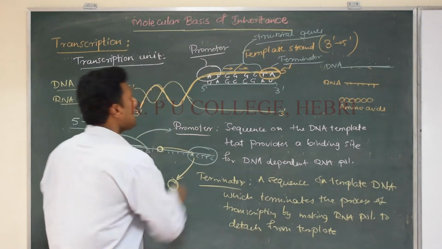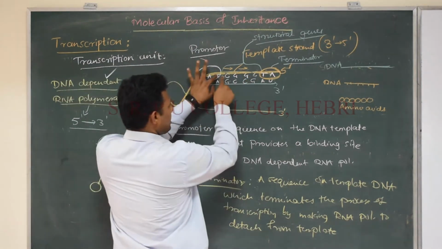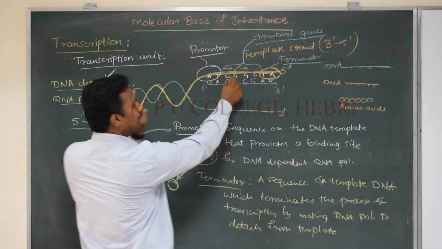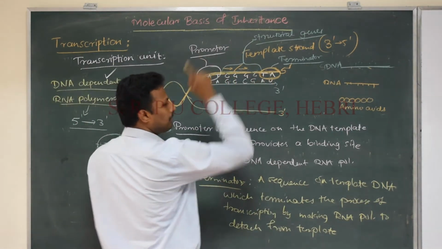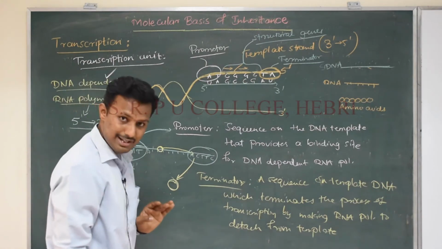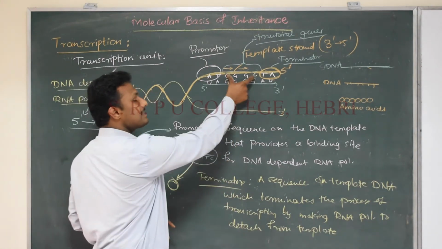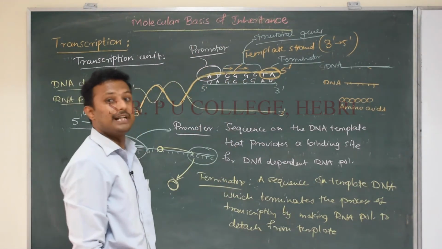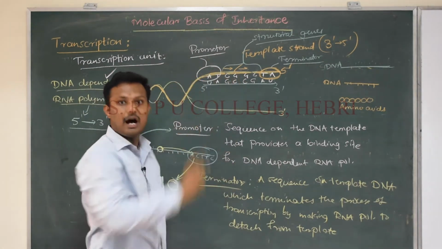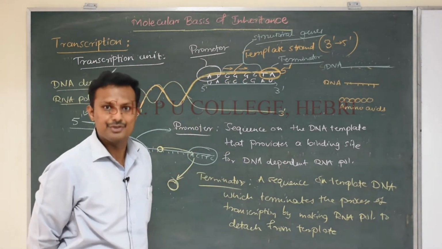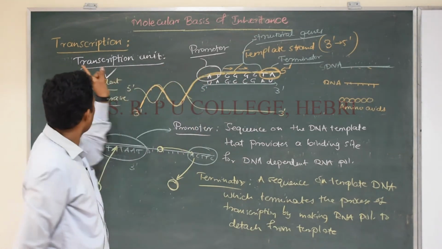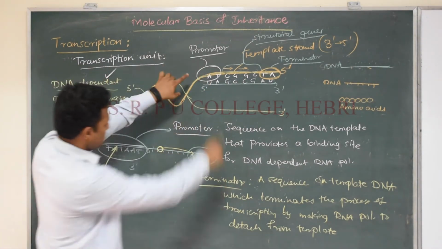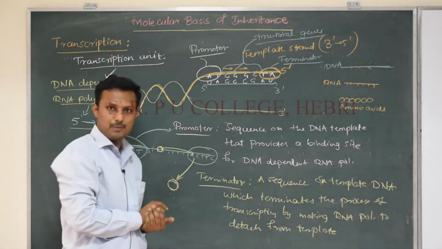And the fragment of the DNA that is present in between the promoter sequence and the terminator sequence is called the structural gene, because it is these sequences of nitrogen bases that will determine the structure of the RNA that is going to be synthesized. So this is how we learn about the transcription unit. This particular unit is called the transcription unit.